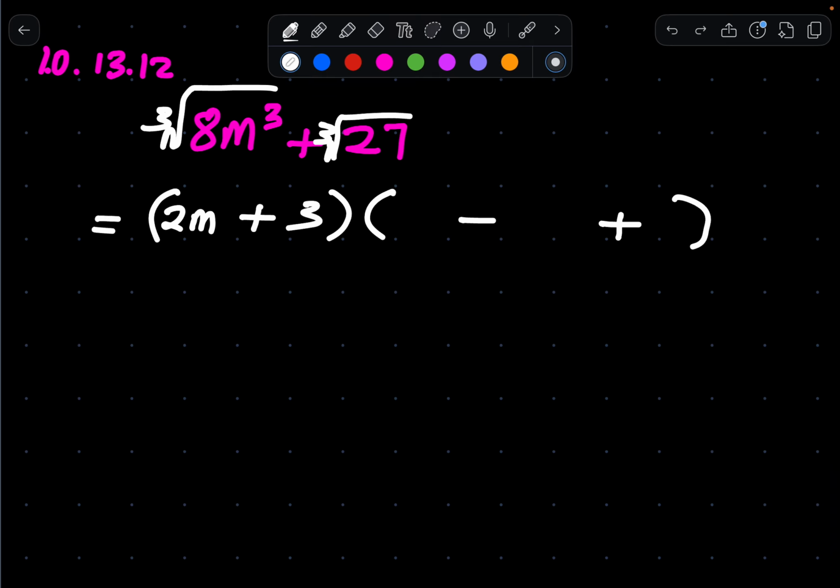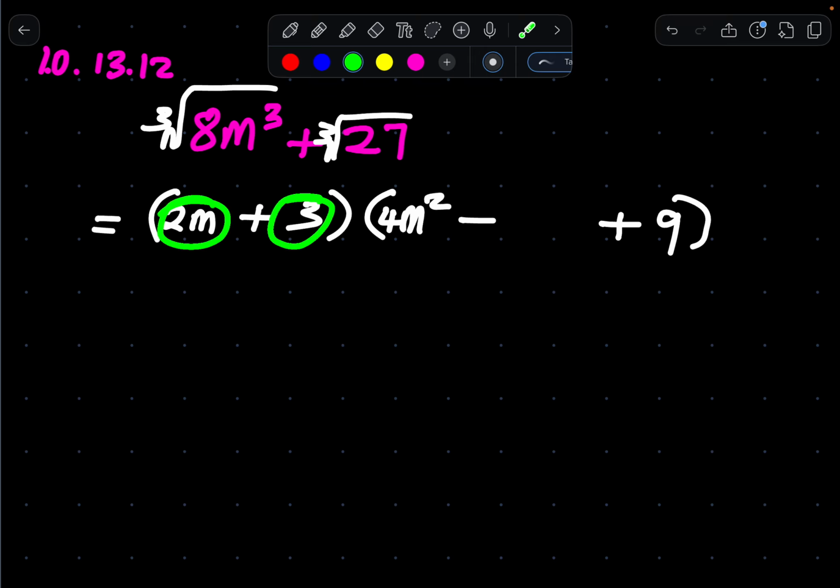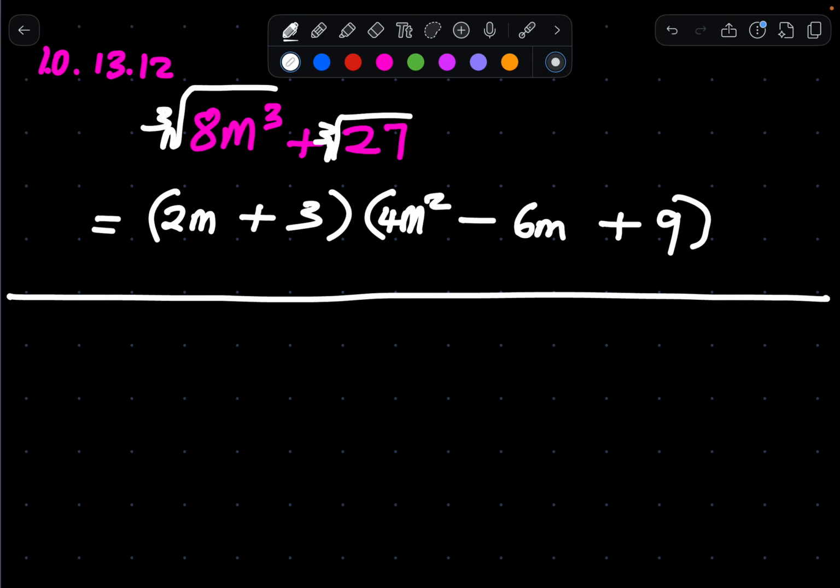Okay. And then, to get the second bracket, 2m times 2m is 4m squared. And then to get the last term is 3 times 3. 3 times 3 is 9. To get the middle term is 2m times 3. And that will give us 6m. And that is fully factorized, ladies and gentlemen.